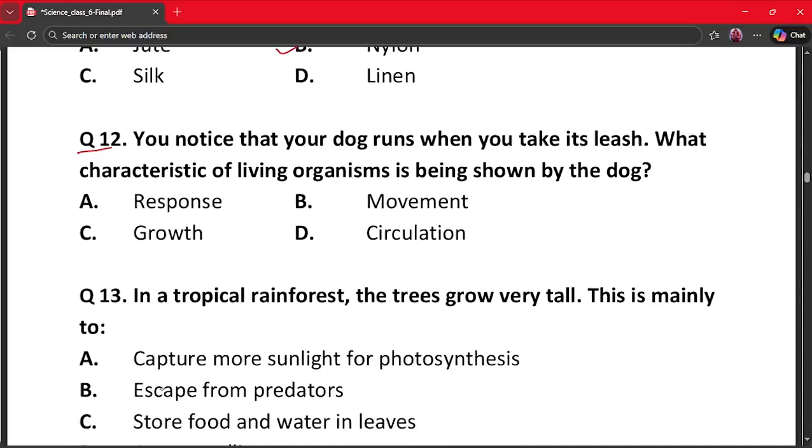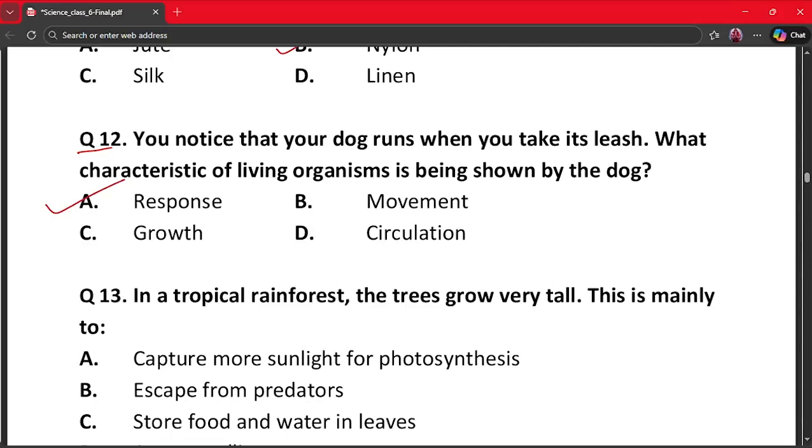You notice that your dog runs when you take its leash. What characteristic of living organisms is being shown by the dog? A. Response, B. Movement, C. Growth, and D. Circulation. The correct answer is option A, which is response.